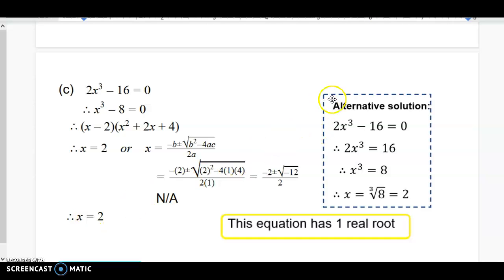There is an alternative solution where, since we've only got 2 terms and the variable is in the one term only, we can isolate it. We divide throughout by 2 and then we get x is the cube root of 8, which is equal to 2. Either way is correct. This equation has one real root.